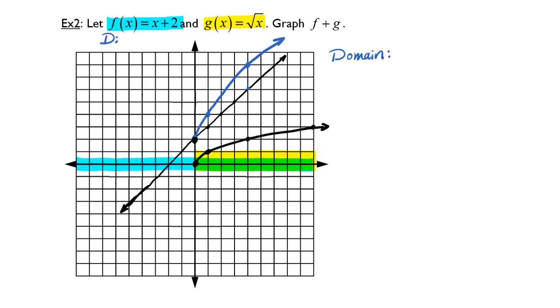So the domain of f of x is going to be negative infinity to infinity. However, g of x's domain will only be from 0, we can include 0, to infinity. So the overlap can only be on the interval from 0 to infinity when we add the two together. So f plus g's domain is from 0 to infinity.